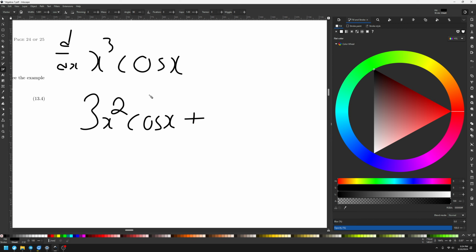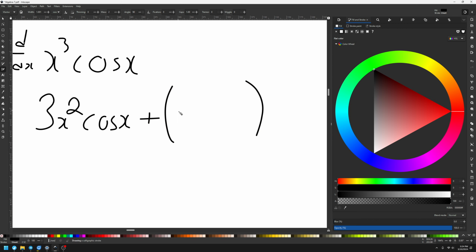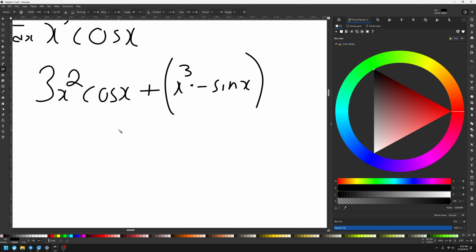okay, for this part, we're going to leave x cubed as is, and now we're going to differentiate cosine of x, which is negative sine of x. So in this example, we saw that we differentiated, we left one alone, and then we differentiated, left the other one alone. Okay, so this is going to be 3x squared cosine x minus x cubed sine of x.